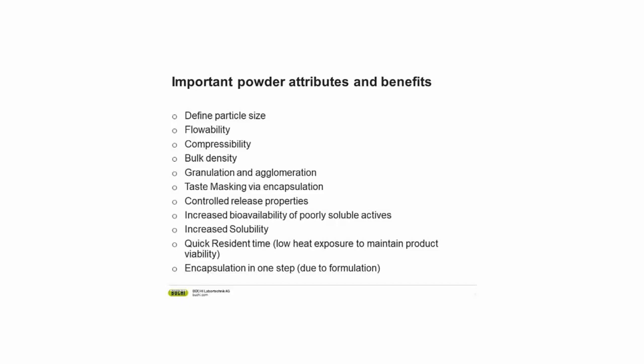So there are important attributes and benefits of the powder that can be applied to spray drying. With spray drying, you can define the particle size, the flowability, and the compressibility. You can also work on the bulk density. You can do some granulation and agglomeration, some taste masking of a product, work on controlled release properties, increase the bioavailability and the residence time of a product in the body, and you can do encapsulation in one step.